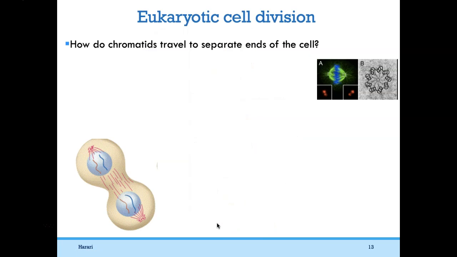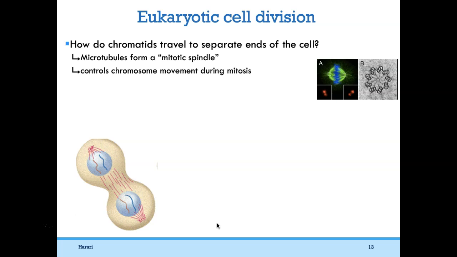So once we separate the chromatids, how do they travel to separate ends of the cell? Right? Microtubules, remember that's part of the cytoskeleton. So microtubules form what's called the mitotic spindle. And the mitotic spindle controls the chromosome's movements during mitosis. So the mitotic spindle is very, very important. That's shown in pink here, these microtubules. They can pull on the chromosomes so they can separate to opposite ends of the cell.